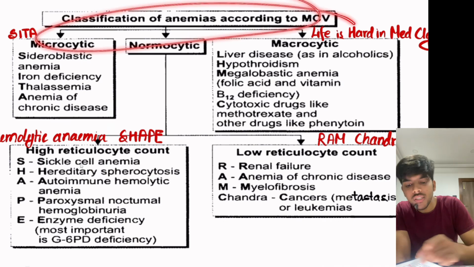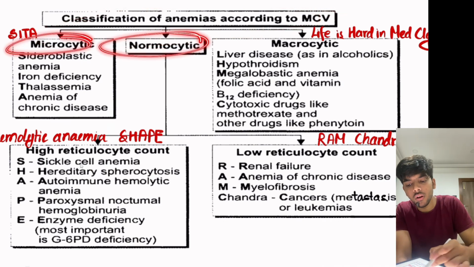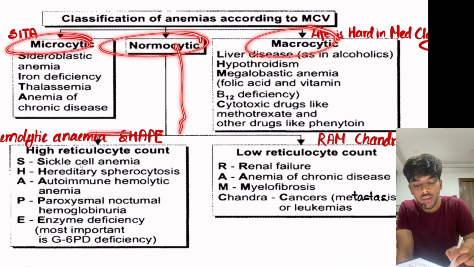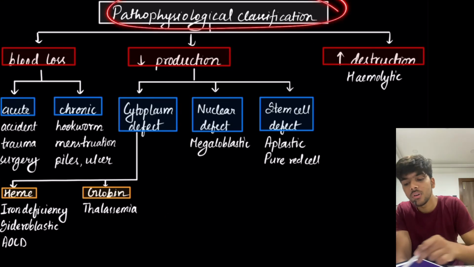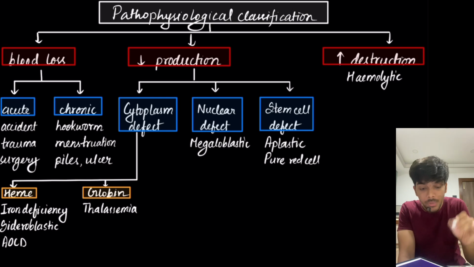First, you have morphological classification: microcytic, normocytic, macrocytic. Normocytic is further of two types, whether or not there is high reticulocyte count or low reticulocyte count. Then you have pathophysiological classification, that is anemia due to blood loss.